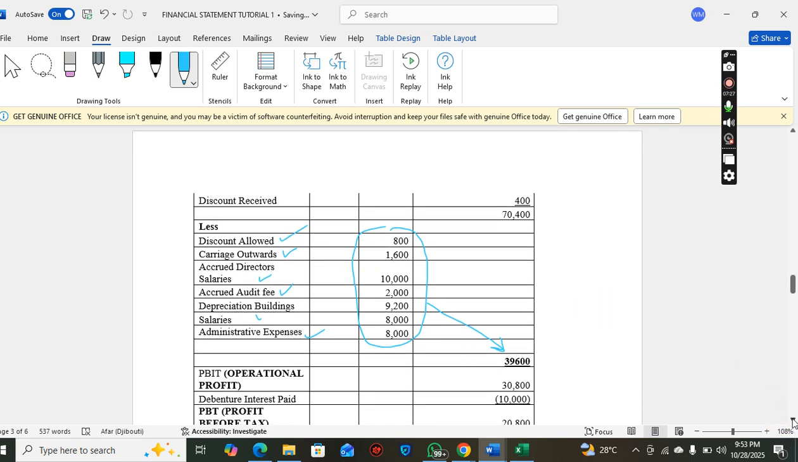So the first profit we need to get is the operational profit, which is the profit before interest and tax. So you're going to take your gross profit 70,400 minus the total operational expenses. You get 30,800 as your profit before interest or tax, which is your operational profit. Any questions before we go to the next part?